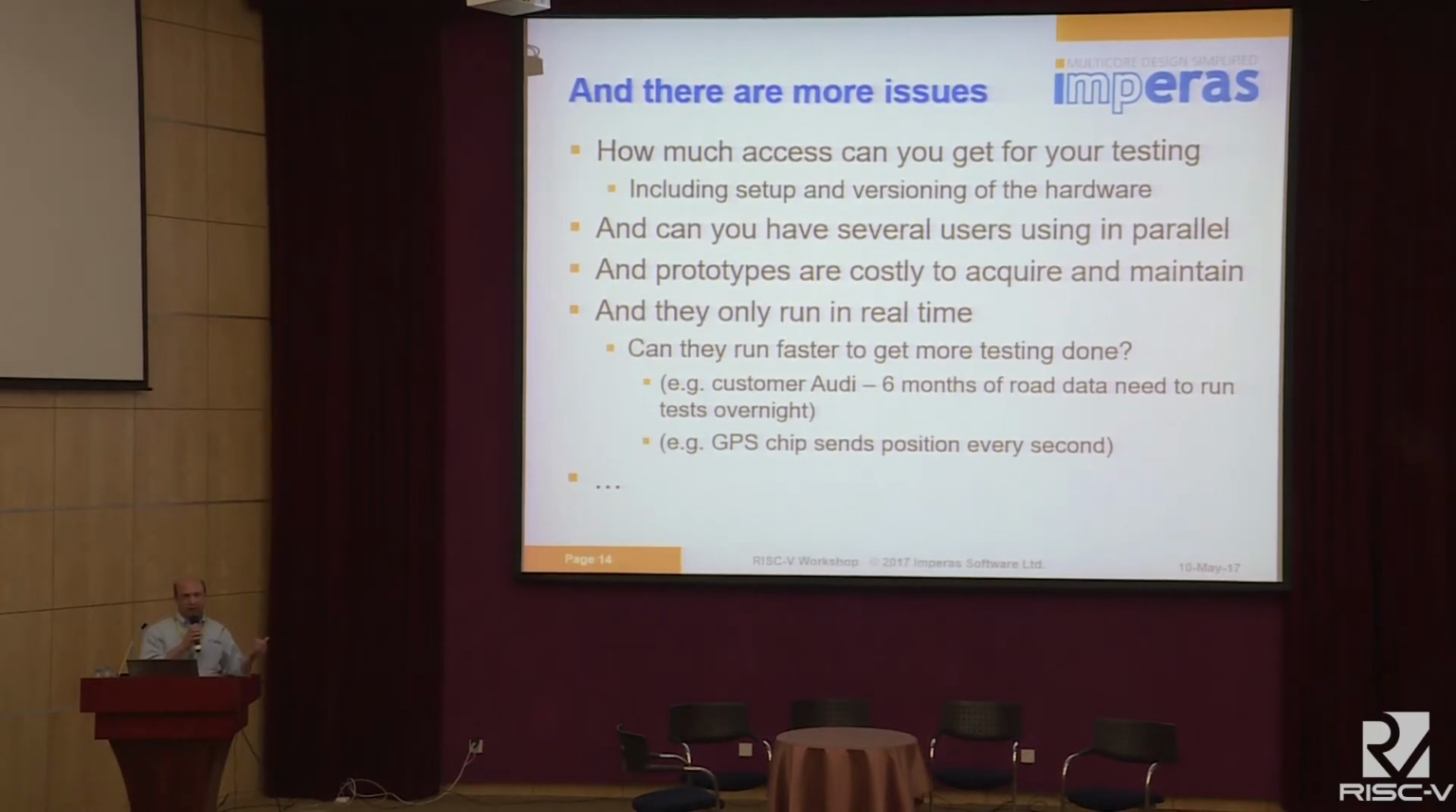running on a nightly basis something like 6 months of road test data as their stimuli for simulations. And if they had to do that on the real hardware, it wouldn't run fast enough. In this case, the simulation runs probably about 3 to 4 times faster than real time. It lets them run more tests on a daily or nightly basis.